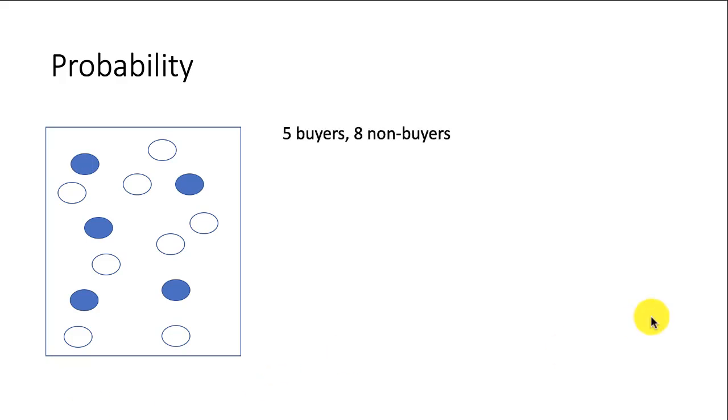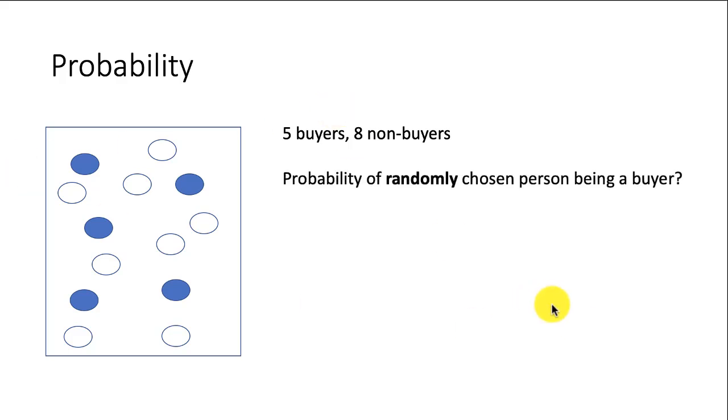So clearly, if you count up, you can see that there are 5 buyers represented by the 5 filled ovals. And let's say that the others are non-buyers, and that happens to be 8 non-buyers. Once again, we can count and see that that is the case. So there's a total of 13 people, of whom 5 are buyers. Now, suppose we consider a scenario where we randomly pick one person from this set of 13 people.